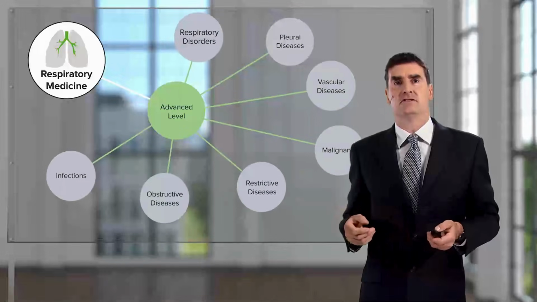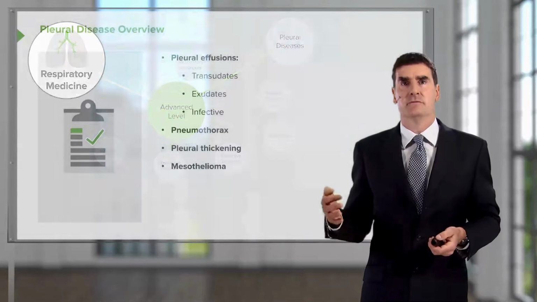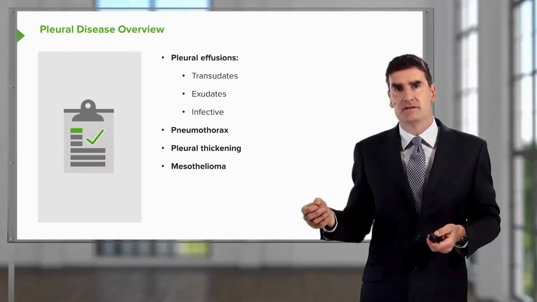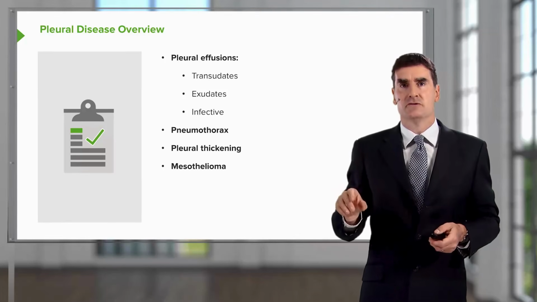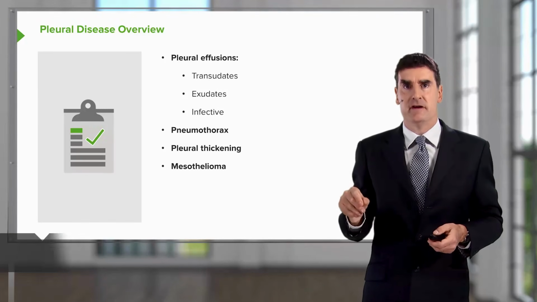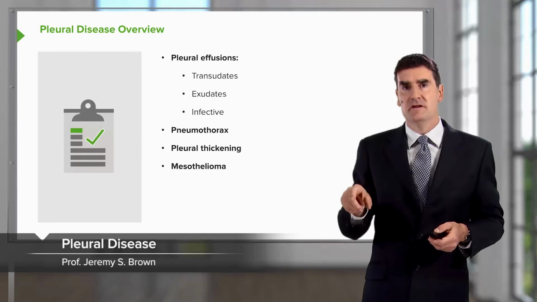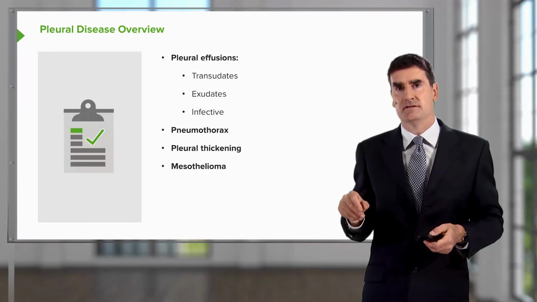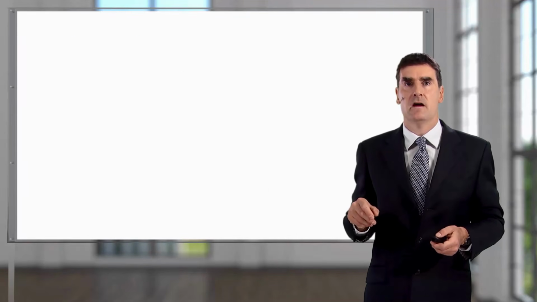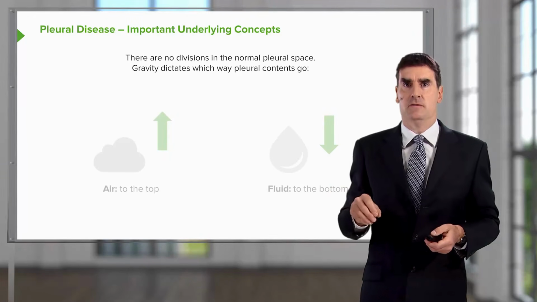The subject of this lecture is pleural disease, by which we mean pleural effusions, which can be transudates or exudates or infective in origin. In addition, we'll talk about pneumothorax, which is air in the pleural space, and pleural thickening. Mesothelioma, which is a primary cancer of the pleura, is actually discussed in the lung oncology lecture. There are a couple of important basic concepts about pleural disease.